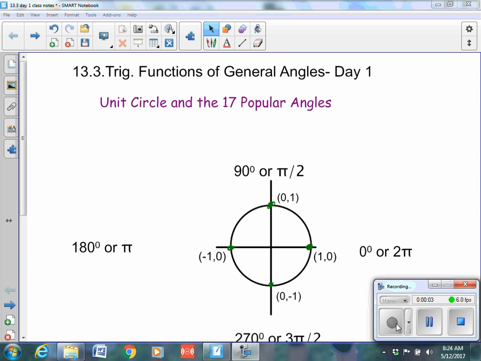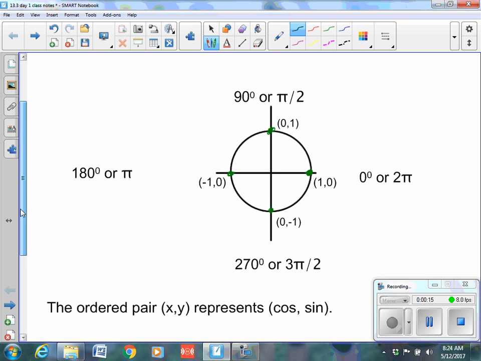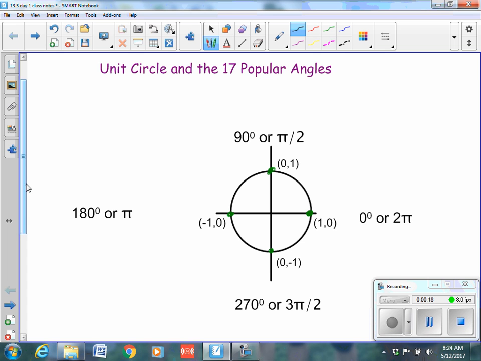Okay, so we're going to learn how to find the sine and cosine of trig functions without a calculator, but I'm going to prove to you that the answers work on a calculator. So this is the unit circle, and there's going to be 17 popular angles that you would learn next year in trigonometry. And these are 4 of them, or really 5, because 0, 90, 180, 270, and all the way back around is 360.